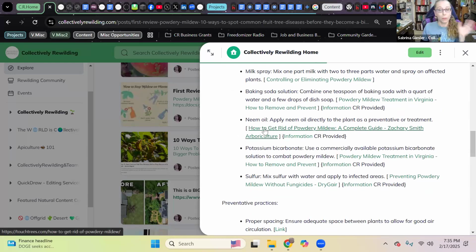Neem oil, great item. There's a little bit of introduction to it because most of us don't just know right off the top of our heads what neem oil is. So I encourage you to jump into anything where it is information provided from Collectively Rewilding so that you really understand what it is that you're doing when you apply these different options to your plants, right?